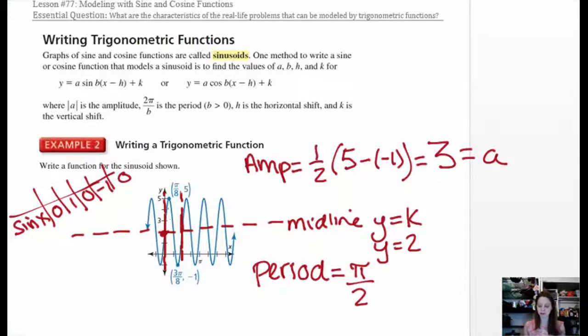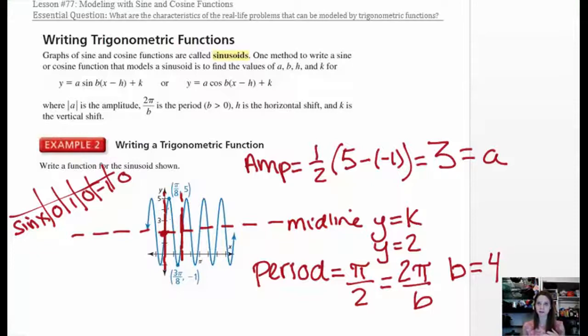So to find that b value, the period, remember, is 2 pi over b. And when I simplify this, I get pi over 2. So I can solve for b. I can cross multiply if I want, and I'll see that b equals 4. I've got a, I've got k, I've got b.